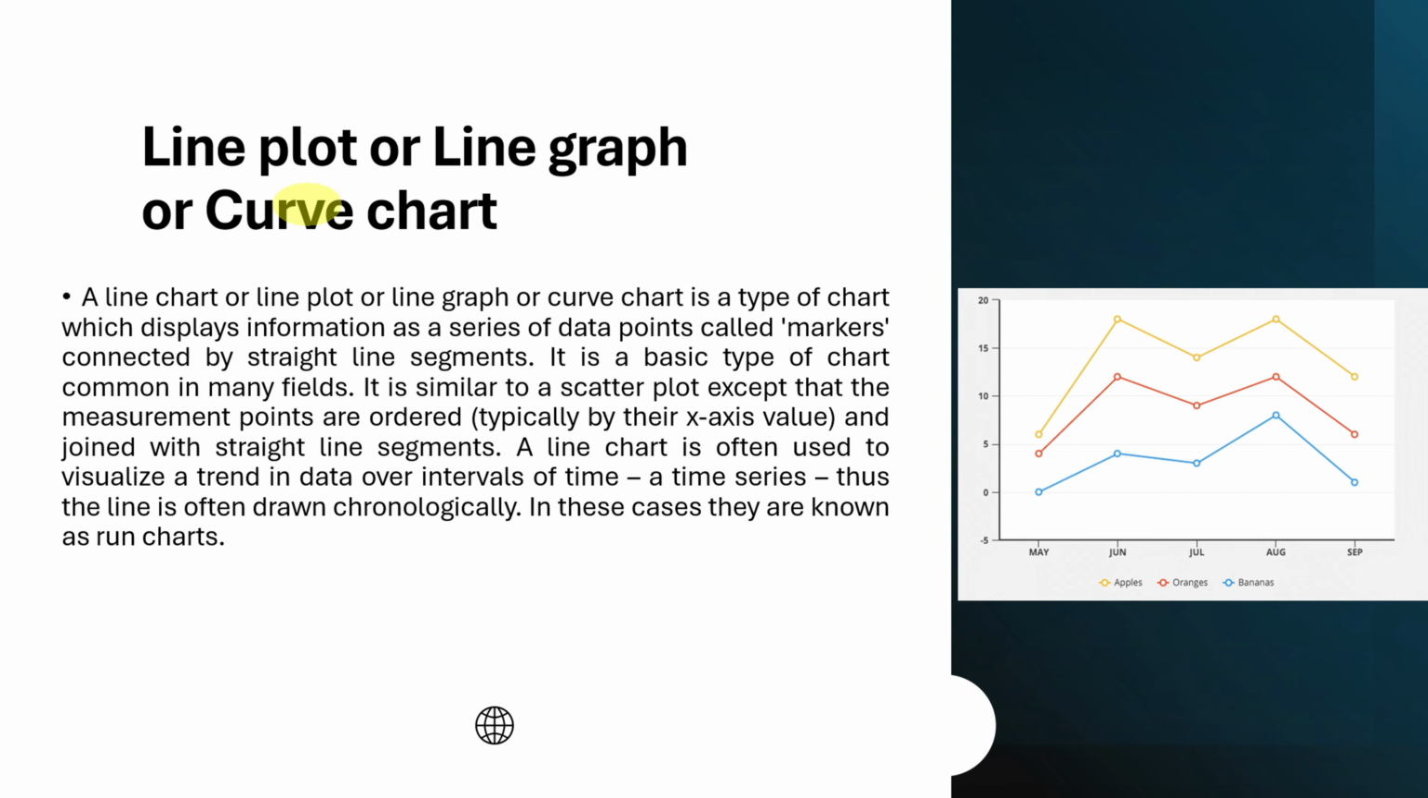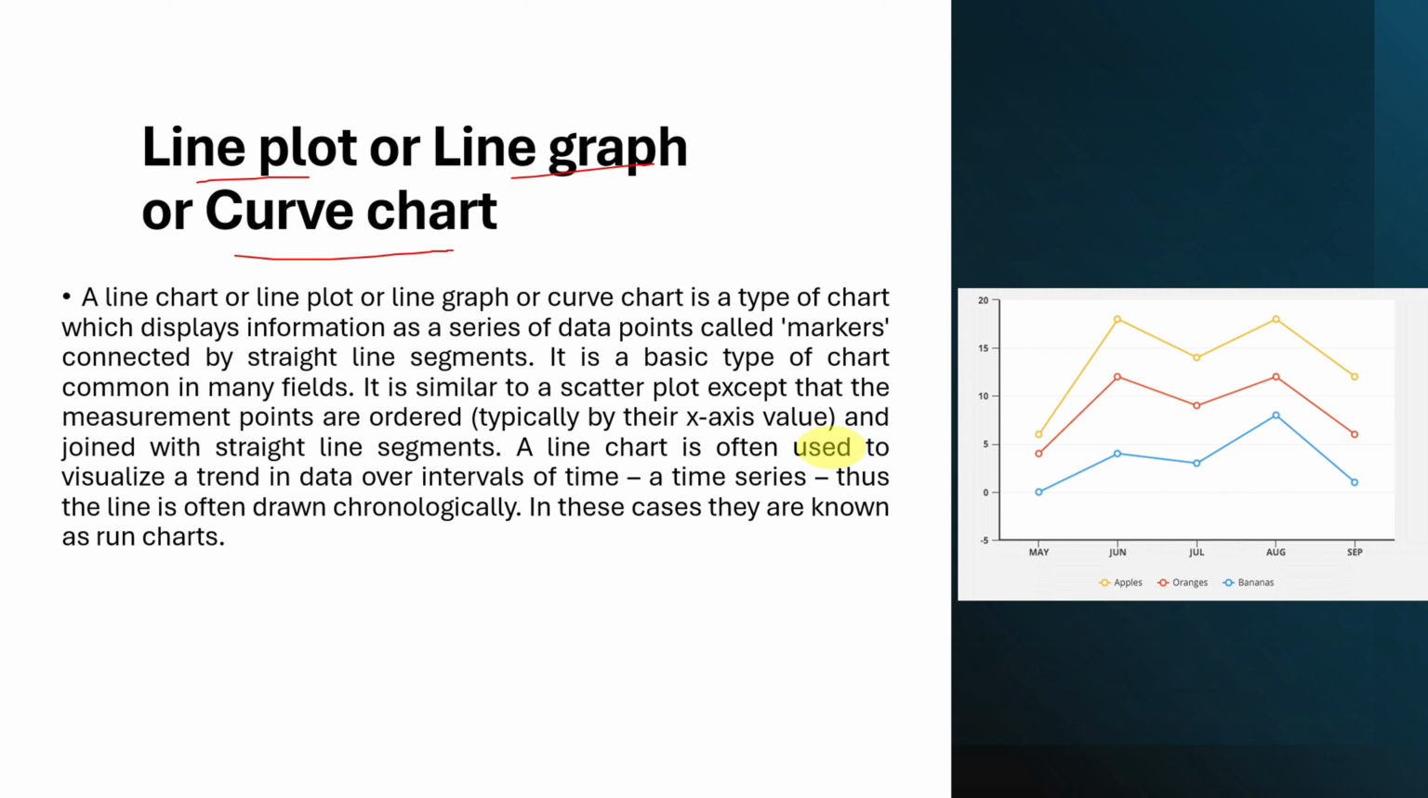Now let's see the line plot. Line plot, or line graph, or curve chart. A line plot, line chart, line graph, or curve chart is a type of chart which displays information as a series of data points called markers connected by a straight line segment. It is a basic type of chart common in many fields. It is similar to a scatter plot except that the measurement points are ordered, typically by their x-axis value, and joined with a straight line segment.